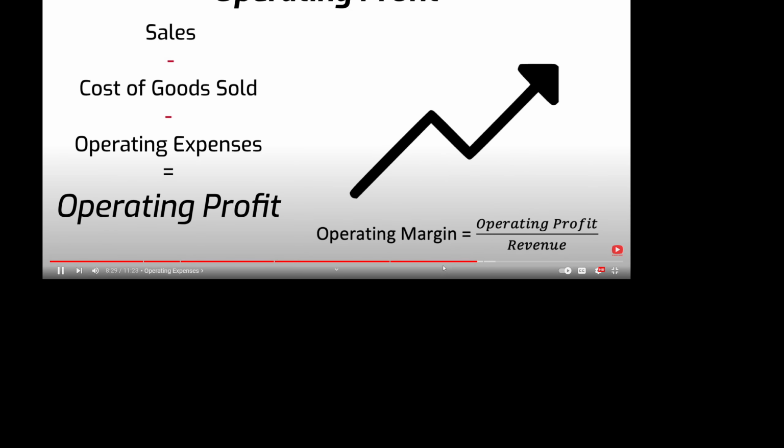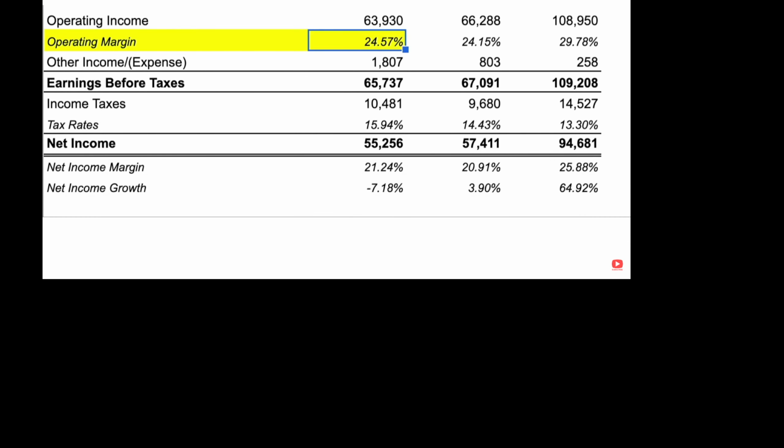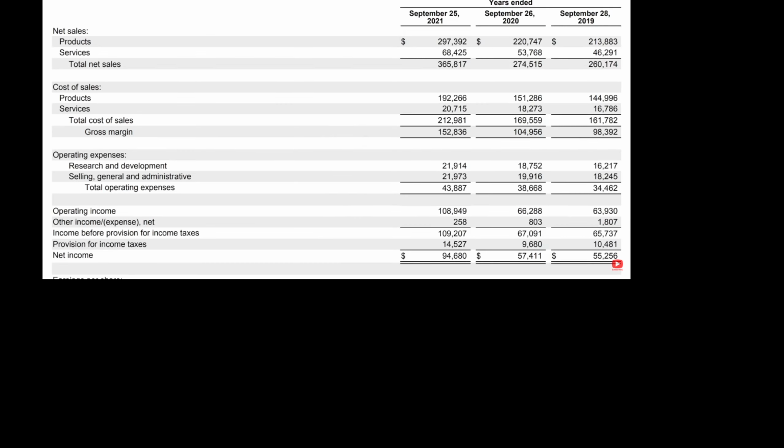Next, we have operating profit, which is essentially the company's profit before subtracting out taxes and interest paid on debt. This is calculated by taking your revenue and subtracting out the total cost of sales over time. In the case of Apple, we can see that the operating margin was 24% in 2019 and nearly 30% in 2021. The next line item is other income and expense.